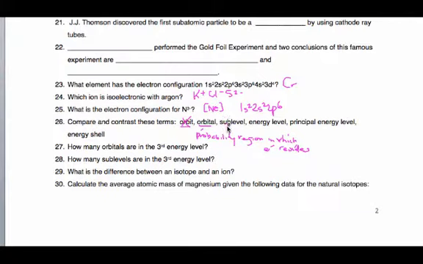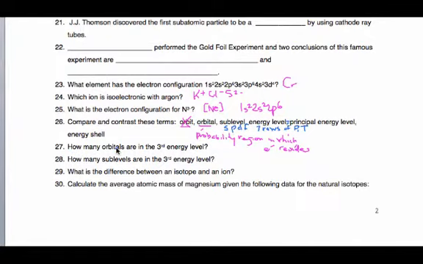Sublevels. These terms can be confusing. I'll change color. Sublevel is S, P, D, F. Those are our sublevels. Energy levels are the rows on the periodic table. Principal energy levels, these are the same. These are equal concepts. So we say energy levels or principal energy levels are the 7 rows of the periodic table. So let's use those terms.